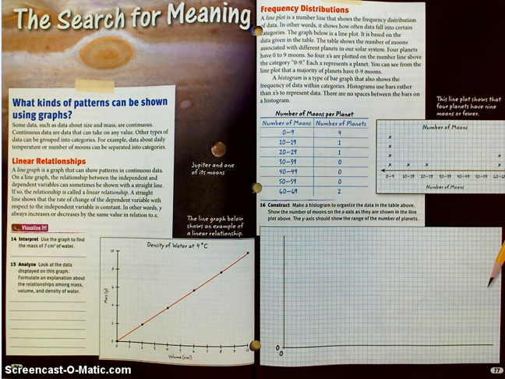A histogram is a type of bar graph that also shows the frequency of data within categories. Histograms use bars rather than X's to represent data. So a line plot and a histogram are closely related. They kind of show the same thing. Important: there are no spaces between bars on a histogram. So what's an easy way to tell if it's a histogram? If there are no spaces separating bars. If there are spaces, it's probably just a regular bar chart.